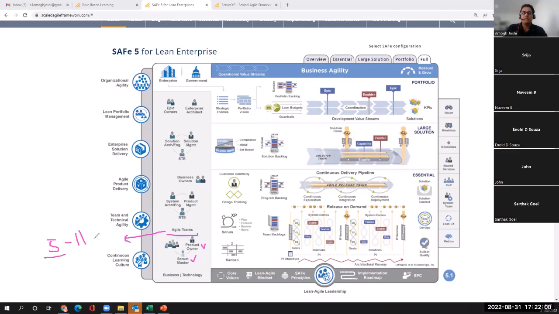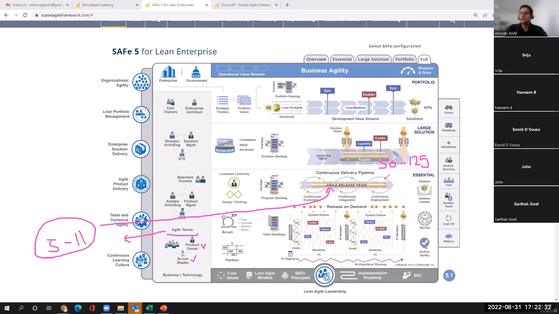So 5 to 11 team members working together to deliver a value or incremental value is called an agile team. Now, multiple agile teams working on a similar or the same solution are known as an agile release train. An agile release train is approximately 50 to 125 people, and it is based on science. This is called Dunbar's number, on which this number 125 or 150 is based.